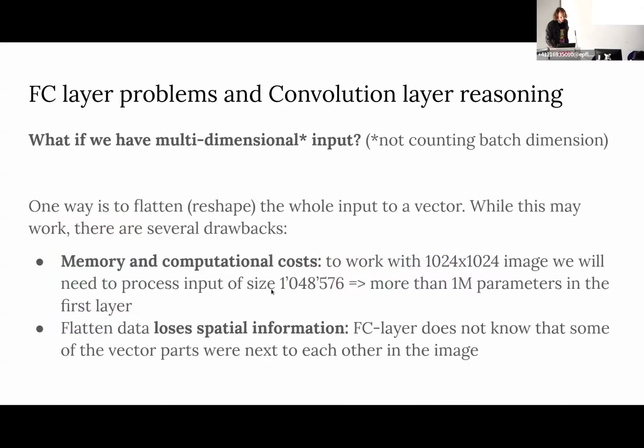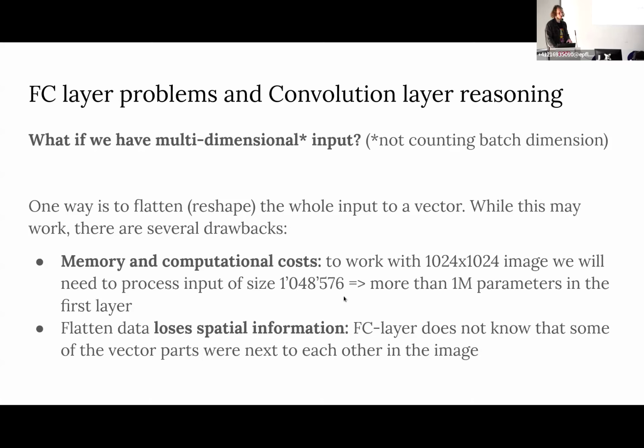The problem with this is it's extremely memory and computationally consuming. Let's imagine that we have a 1024 by 1024 image. Then we'll need to process an input of size 1 million something. So we will need a fully connected layer whose input size is 1 million, and its output size is at least something, but you already need at least 1 million parameters just for your first layer. That's an extremely large amount for a single layer.